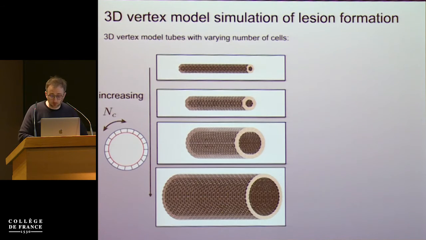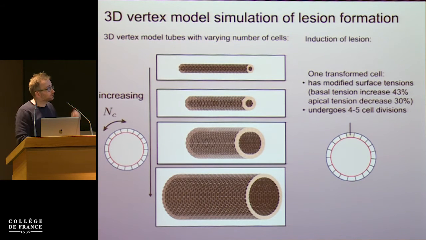Okay, and then we take this model and we make a simulation of the pancreas by generating tubes of different size just by changing the number of cells. And because we also try to reproduce the aspect ratio of the cells, this constrains our ratios of tension on different interfaces in the cells. Okay, and then in this simulation, we take one cell randomly. We say now this cell is transformed, and we modify the surface tension apically and basally, as we see in the experiment, based on the myosin light chain quantification.